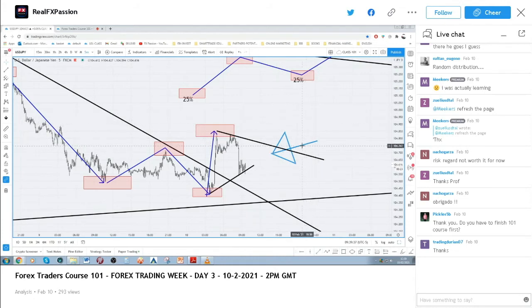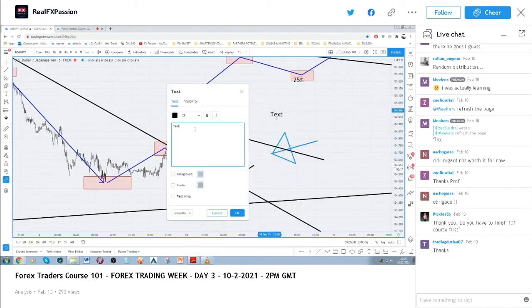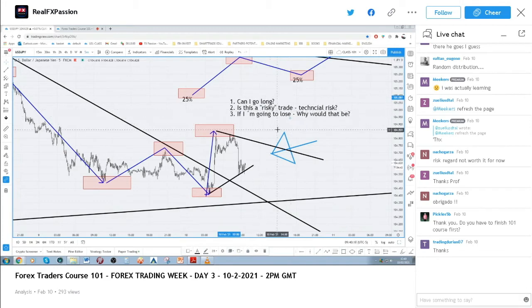So here is the question for the beginner trader. Those are the questions we should address, everybody, as beginner traders. So number one, can I go long? Number two, is it a risky trade, talking about technical risk. And three, if I'm going to lose, why would that be? I hope my English is correct, everybody.